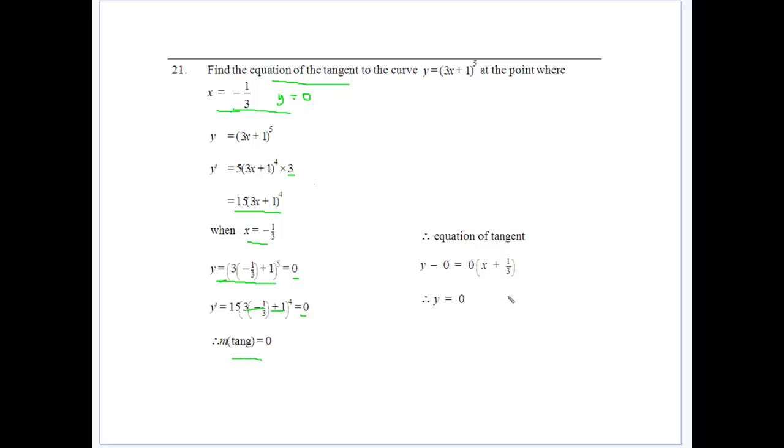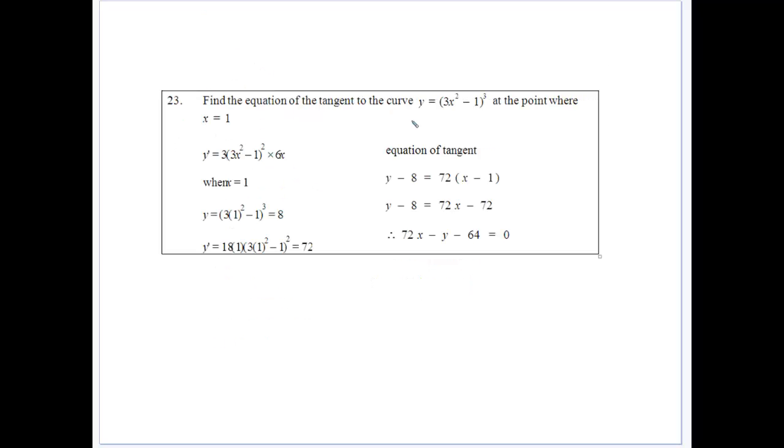So that means the equation of our tangent is going to be the line y is equal to 0, because when x is equal to minus 1/3, y is equal to 0. So it's on the axis there. So we're going to get the tangent being y is equal to 0. So pretty boring one, but it's okay. Process is still the same.